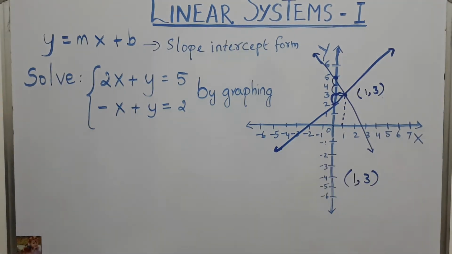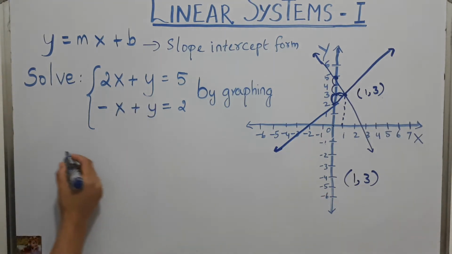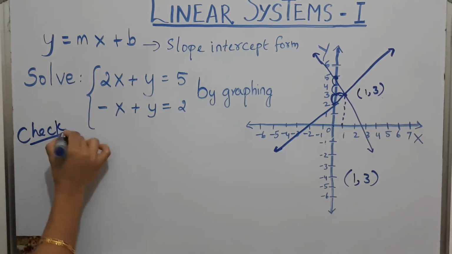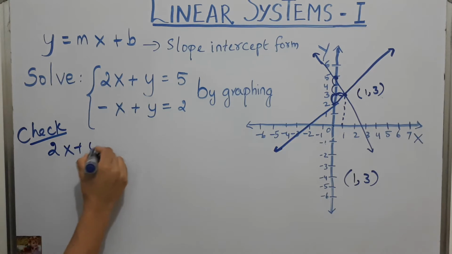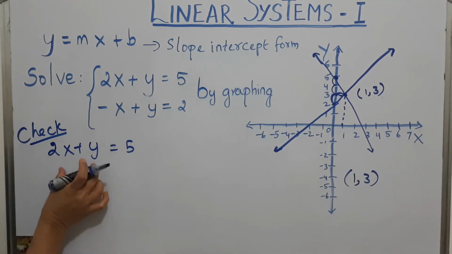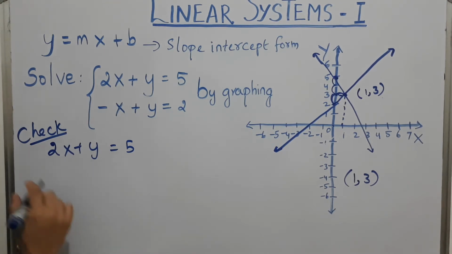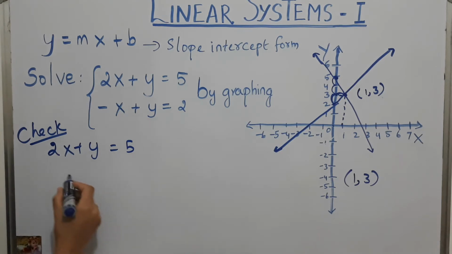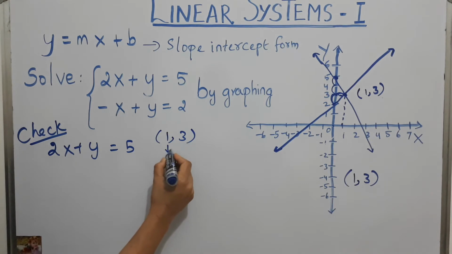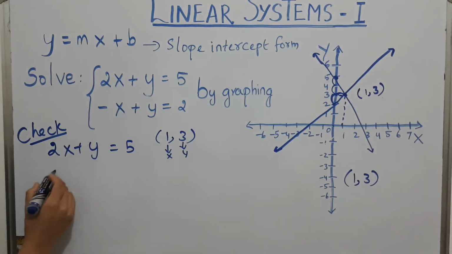If you want to check whether the solution is correct or not, you have to substitute the values in both equations. Okay, so this is checking. 2x plus y equals 5. When you substitute the x value and y value in this equation, if the left hand side is equal to the right hand side, then we can say that the solution is correct. So (1, 3) is the solution, x value is 1 and y value is 3. So you have to substitute these values in here.